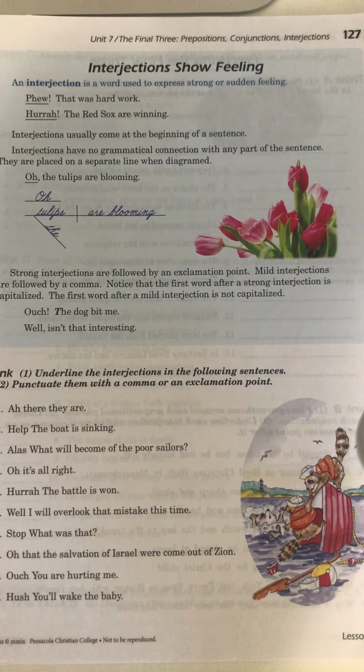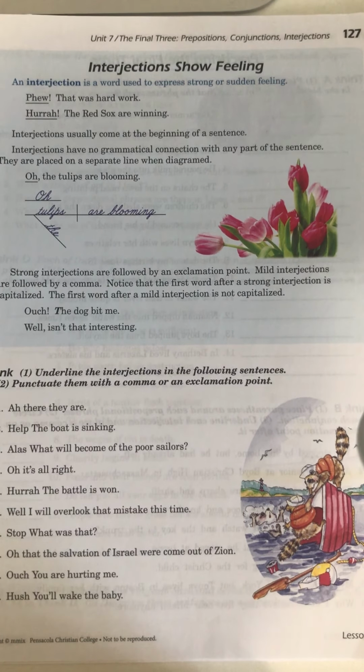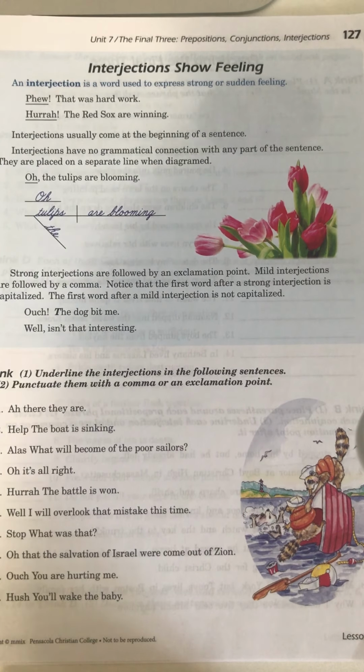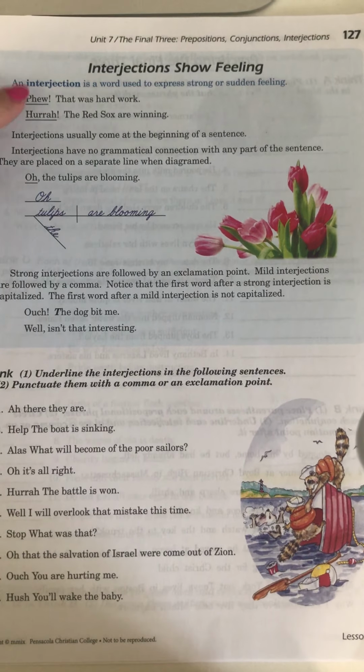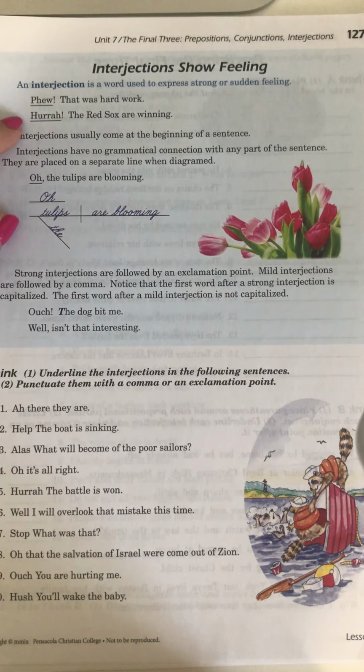So here for Wednesday, we have interjections show feeling, and we're going to learn what an interjection is. And we read them all the time, we just don't know that they are interjections. So it says an interjection is a word used to express strong or sudden feeling, like, phew, that was hard work, or hurrah, the Red Sox are winning. So these words would be called interjections.